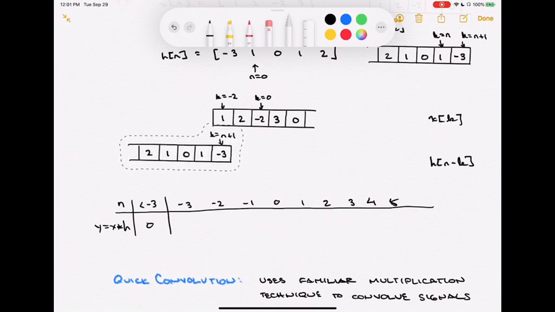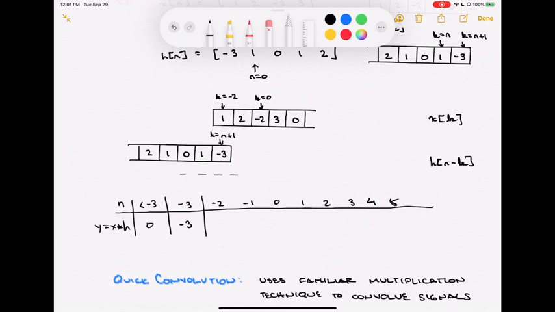So what is the product of x of k times h of n minus k? What we can see here is we get 1 times minus 3. That's one value, and everything else is 0. So I get 1 times minus 3, which is minus 3, plus a bunch of zeros. So I get minus 3 for my value of y in that particular case, because there was only one overlap piece.